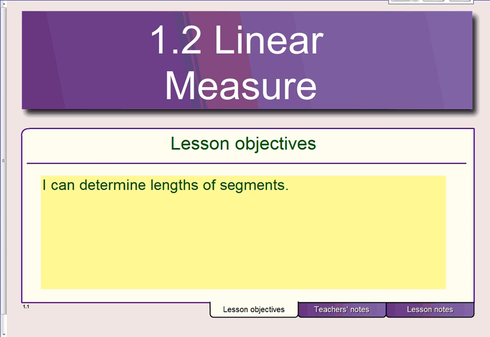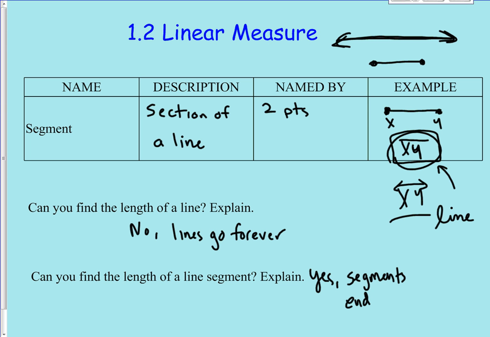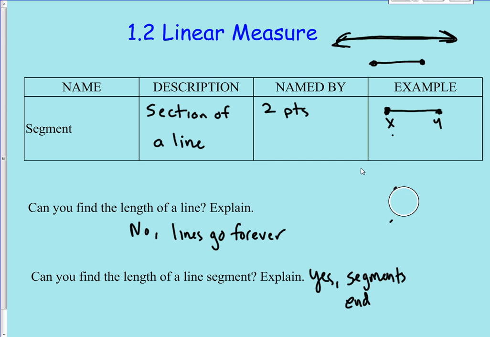Okay, so this is for 1.2, geometry. Talking about 1.2 linear measure, talking about actually being able to measure the length of a line segment, or just a segment. What that means is that a segment is just a portion of a line, okay? As lines go on forever, segments are part of lines, okay? So if you're looking at a line like this, it goes on forever. If I just take a piece of it, that's called a segment.